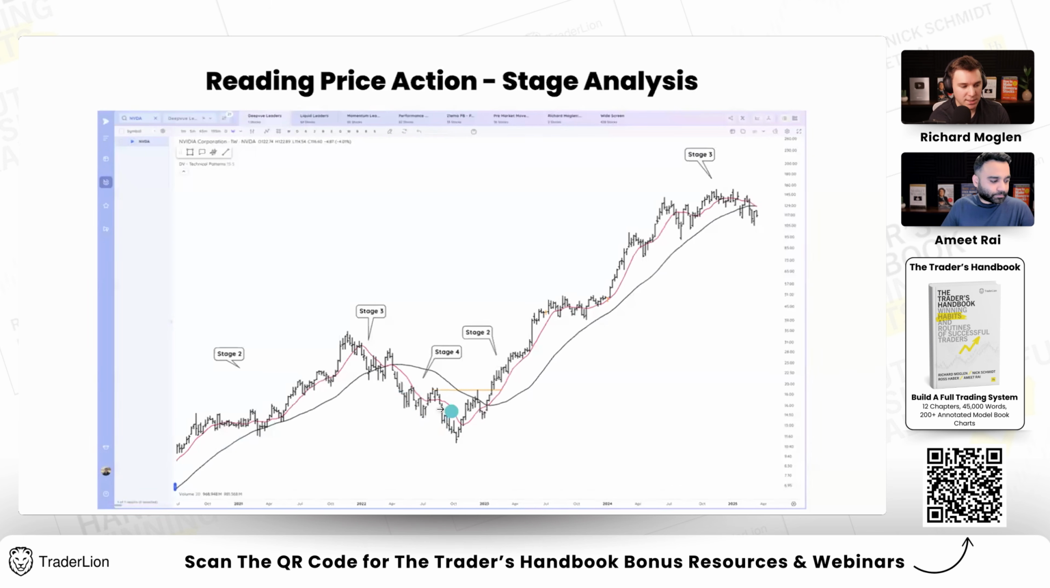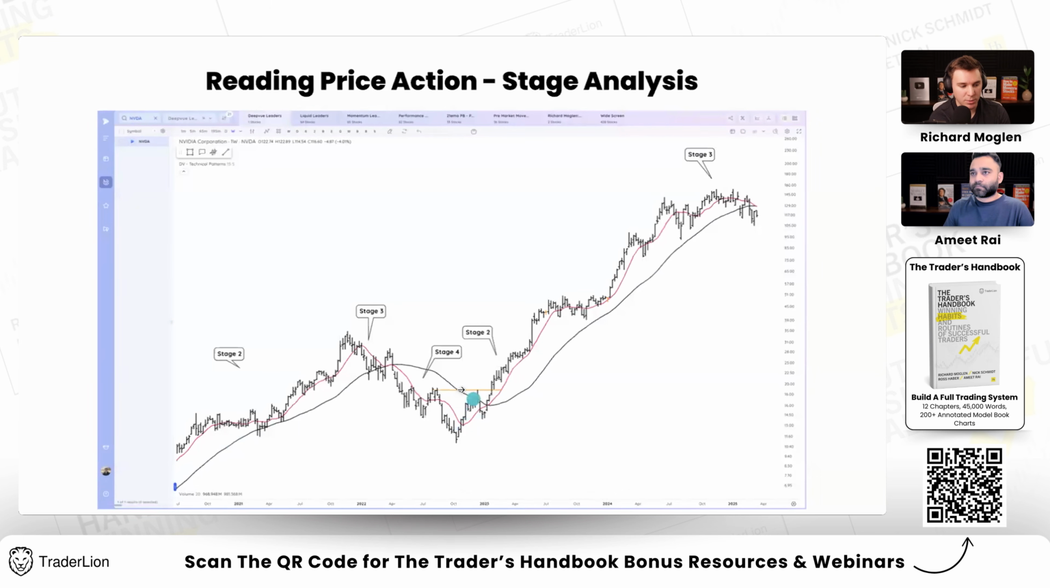And then we start to see a stage 1 base. This is also an inverse head and shoulders. But again, you don't have to think about the names of things. You just have to think about, all right, we were lower highs, lower lows. Then we have a higher low. And then we have a higher high. And also in terms of moving averages, we were below all the moving averages.